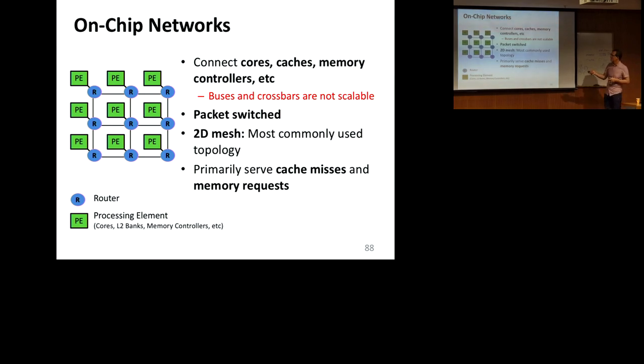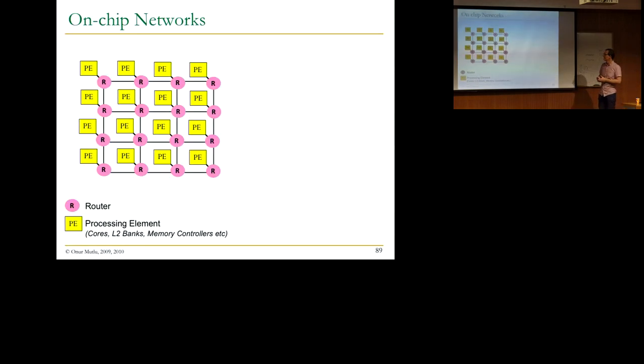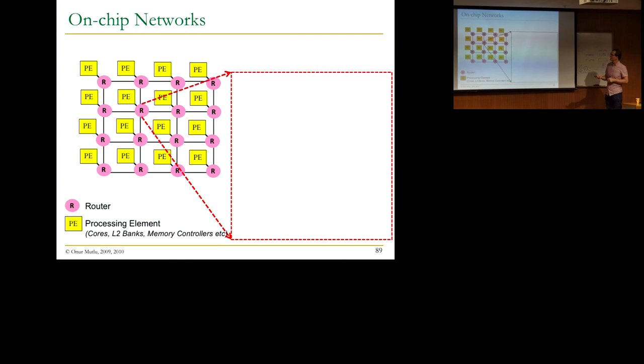And usually people look at things that are packet switched, but you know the difference between packet switching and circuit switching. Circuit switching can have a lot of advantages on chip also, actually. But we're not going to discuss that right now. That's another dimension. And this is one of the most commonly used topologies today, 2D mesh. You could argue that that's not necessarily good, but it's very easy to lay out on chip. And the on-chip network primarily serves cache misses and memory requests and coherence requests today, basically anything that's related to memory.